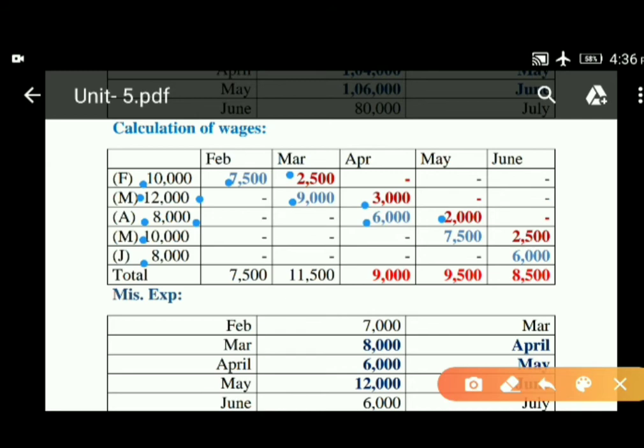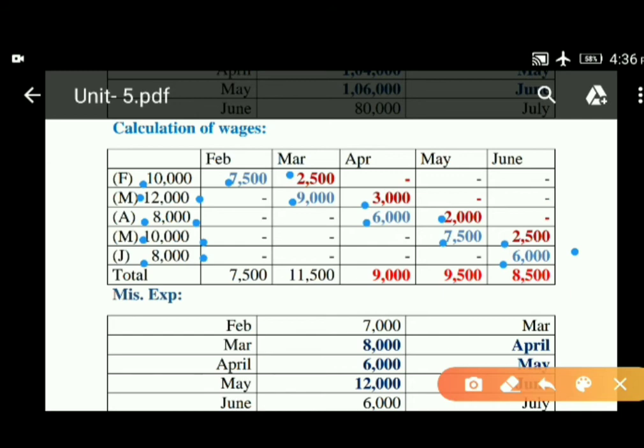And next, May 10,000 wages, out of which 75% is paid in the month of May, that is 7,500. Remaining 25%, 2,500, will be paid in the month of June. And last, that is June 8,000. 75%, that is 6,000, paid in the month of June, and remaining 2,000 will be paid in the month of July. But here we are not taking the column for the month of July.